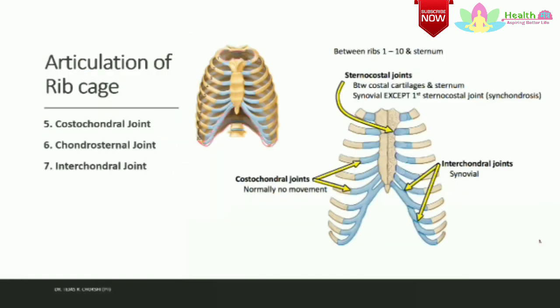The costotransverse joint has a thin fibrous capsule and it has 3 major ligaments which support the capsule, that is the lateral costotransverse ligament and the superior costotransverse ligament.